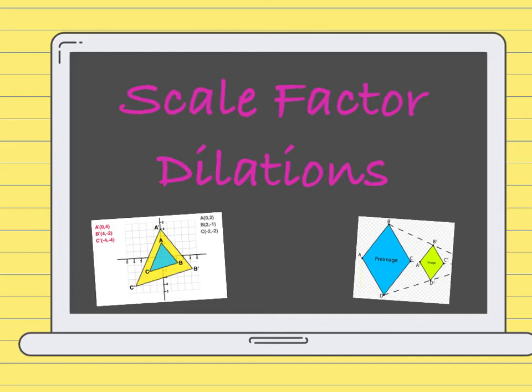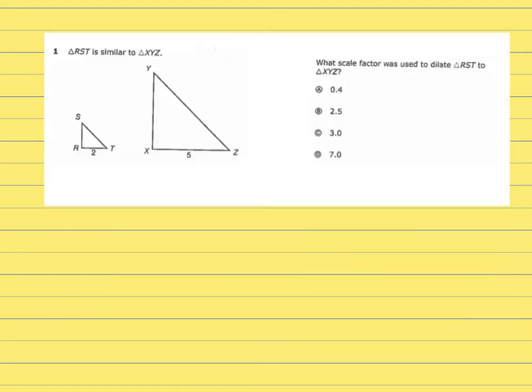This video is going to go over scale factor dilations. Remember, dilations can either make the original image larger, or the original image can also shrink and become smaller in dilations. The first question we're going to look at says RST is similar to XYZ. Then the question actually says, what scale factor was used to dilate RST to become XYZ?